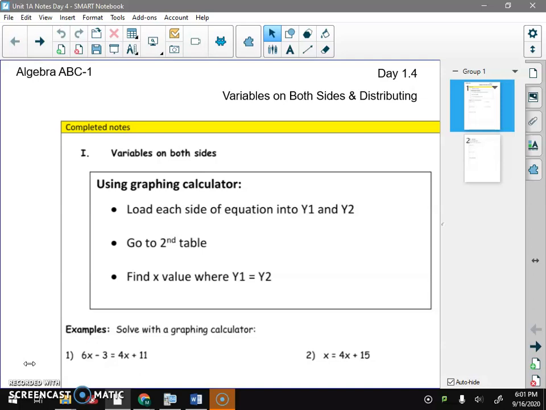Here's a short version of our steps. Load each side into y1 and y2. Don't forget your labeling pencil first. Second table, find the x values where y1 equals y2. Copy them down, all 3 steps. All right, here we go.